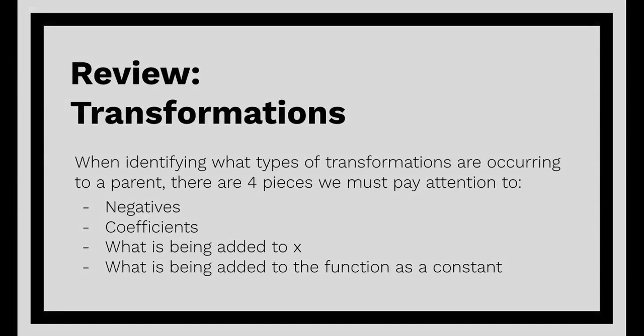To start off, we're going to review the types of transformations that we can have in a function. So when identifying what types of transformations are occurring to a parent function, there are 4 pieces we must pay attention to. Whether or not it has any negatives, whether there's any coefficients, what is being added or subtracted to the x, and what is being added or subtracted to the function as a constant.